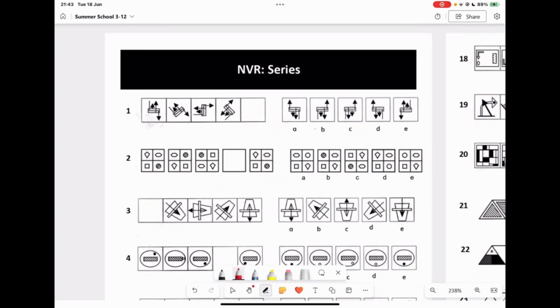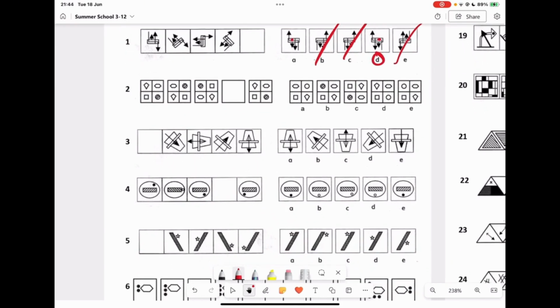Okay, so question 1. We can see that the shape is rotating 45 degrees anti-clockwise each time. So we can just expect the same thing. So with that, we can rule out B, because the arrow must be on the left side, as well as C and E. And now we can pick between D and A, and we can see the difference is the length of the arrows here and here. So looking at the shape, we can see that it's D and not A.